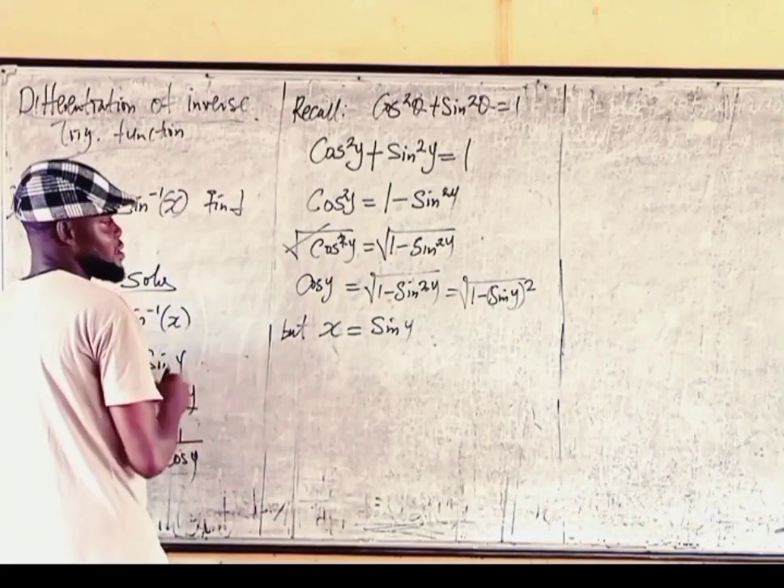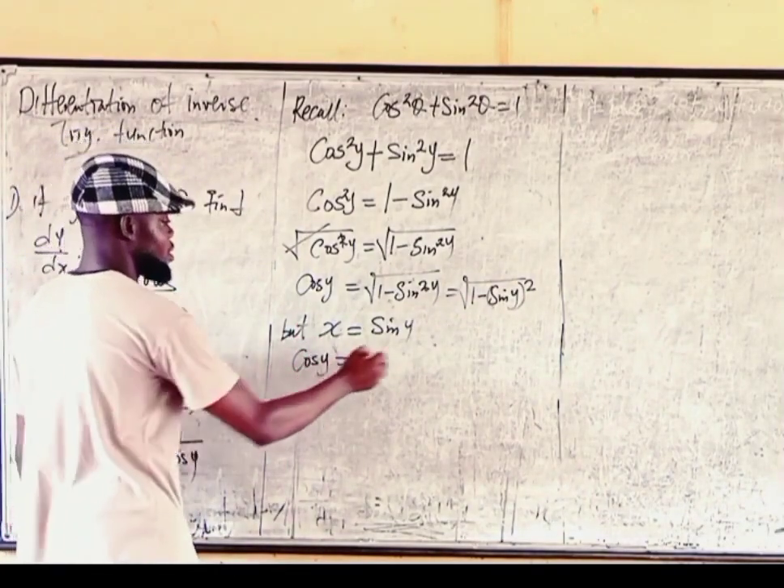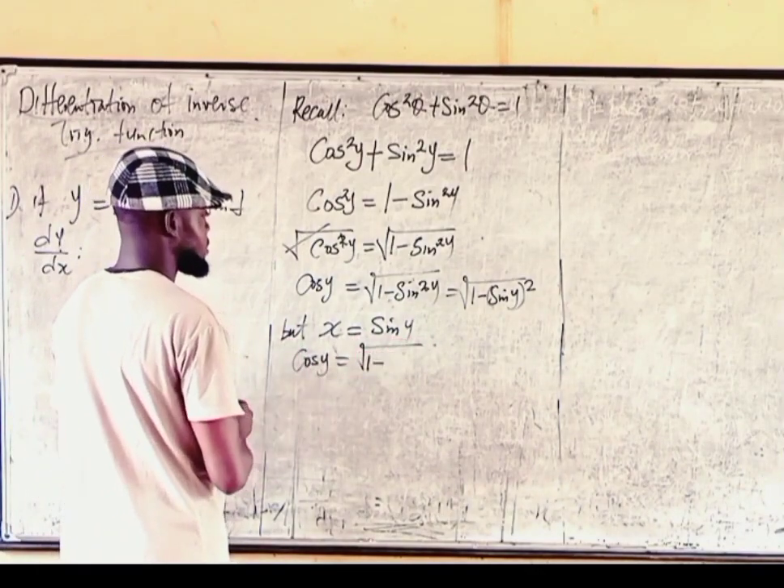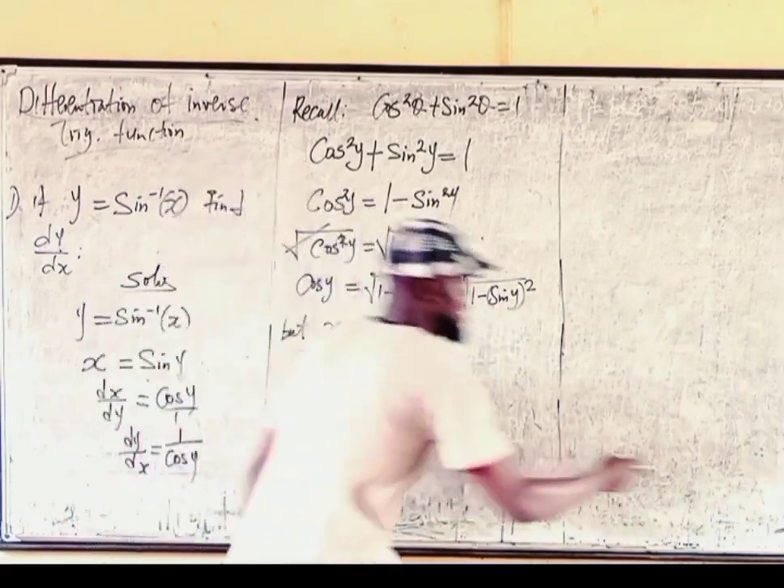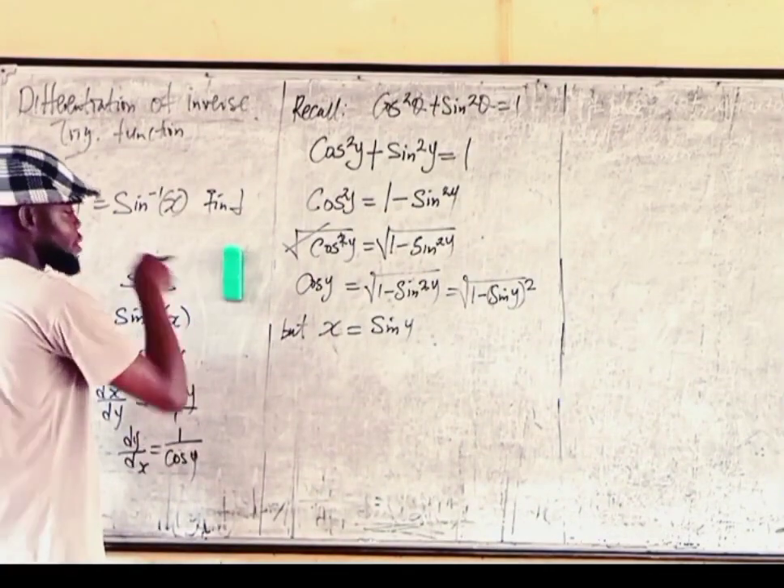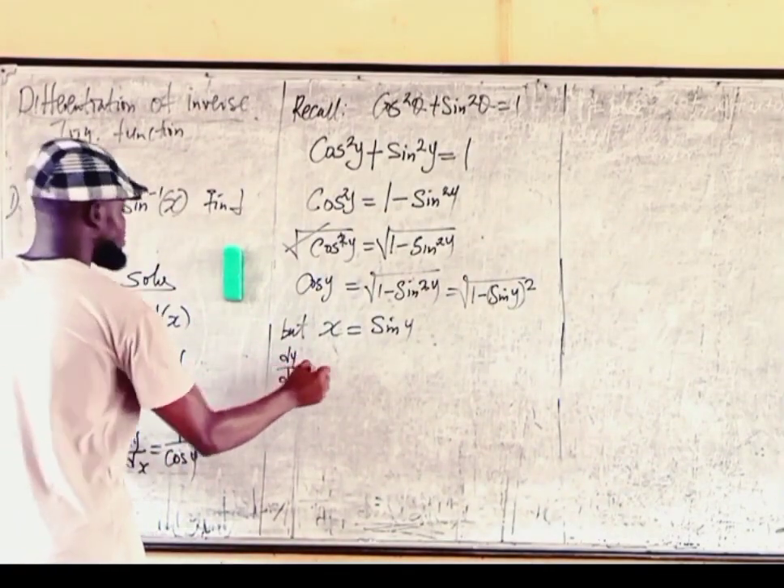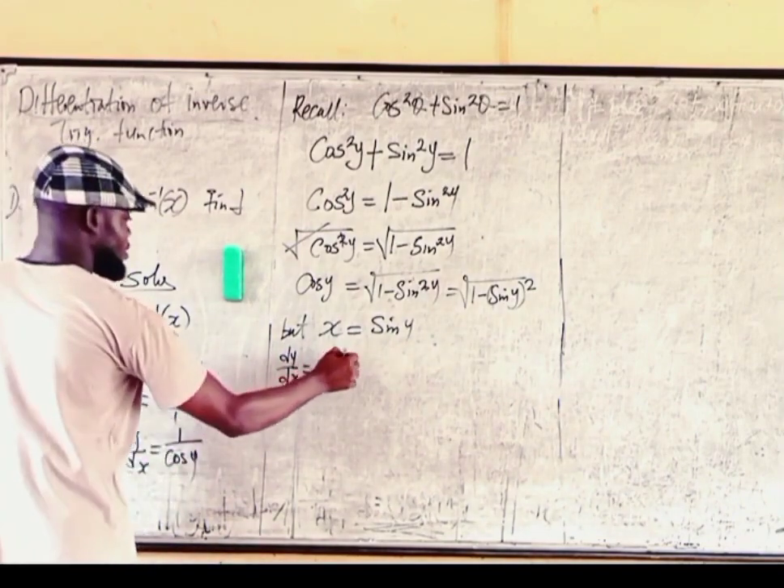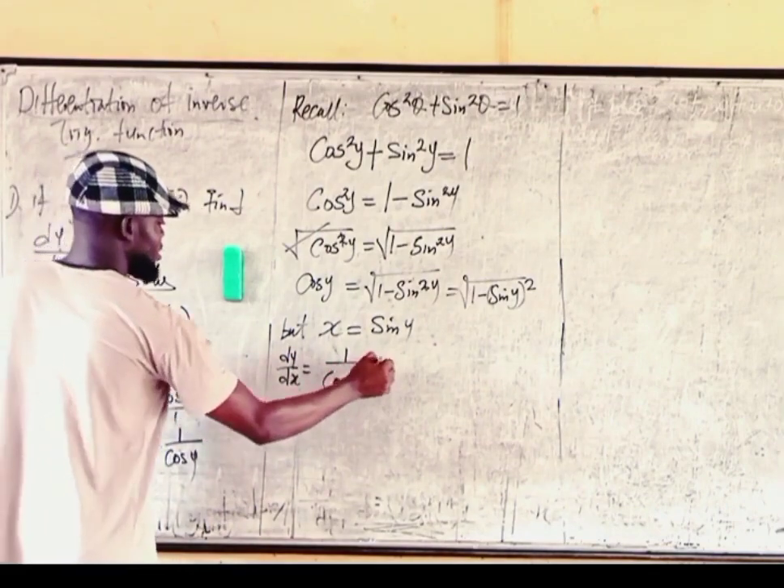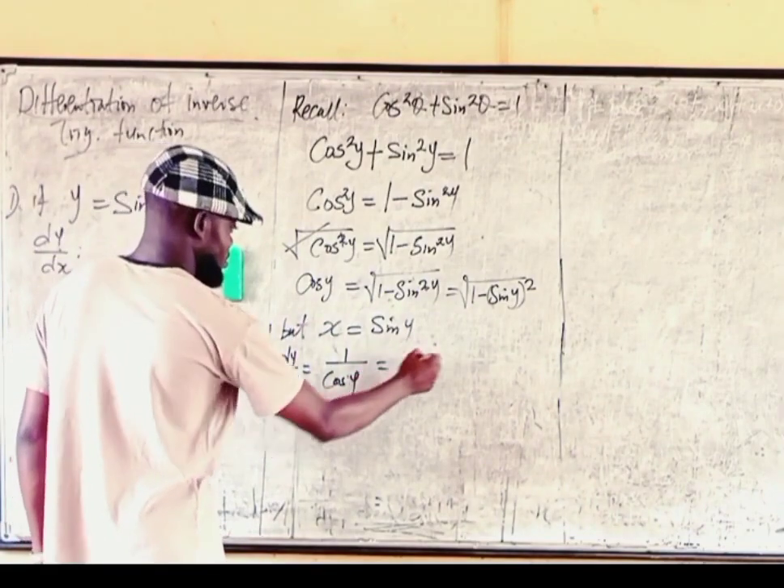So that cos y is equal to the square root of 1 minus x square. Or let's bring back our question first, so we know what we're doing. Remember, dy over dx is equal to 1 over cos y, and cos y is the same thing as what?